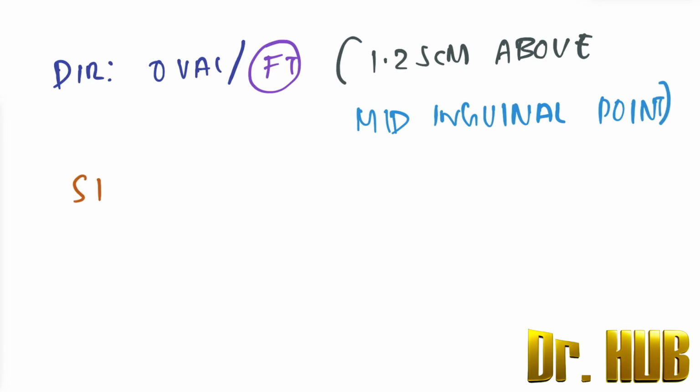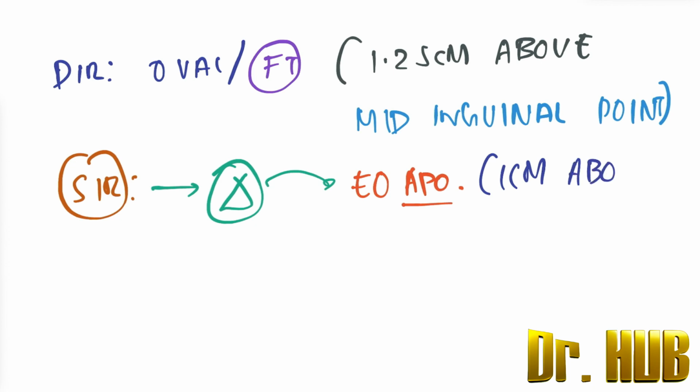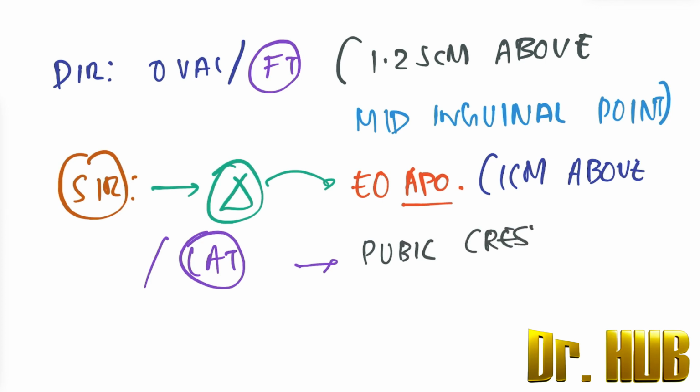Next, we look at the superficial inguinal ring, which we write as SIR. The superficial inguinal ring is a triangular opening in the external oblique aponeurosis. It is situated 1 centimeter above and lateral to the pubic crest, or it can be described as lateral to the pubic tubercle.